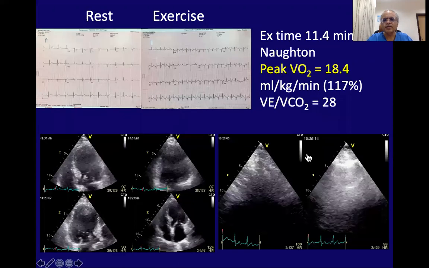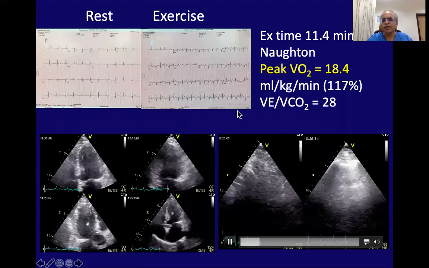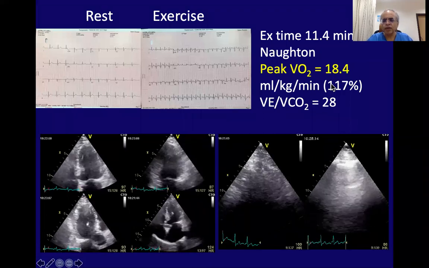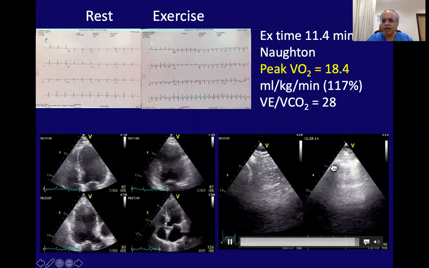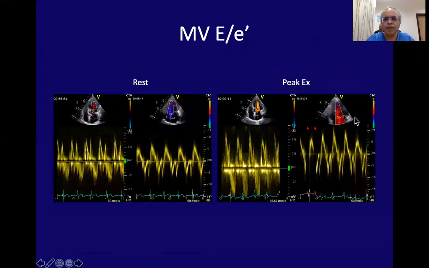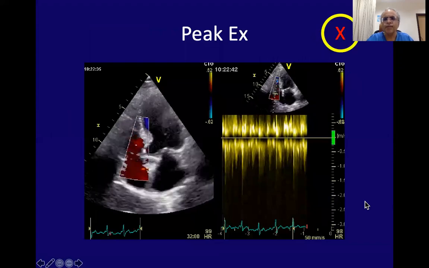Now we make her exercise and we find that the ECG is normal, peak exercise echo is normal, peak VO2 is very good, about 18, and the VE/VCO2 is 28, and there are no lung comets. So she doesn't have HFpEF. Her E/e' remains normal, it doesn't go above 15, and there is no TR at peak exercise.